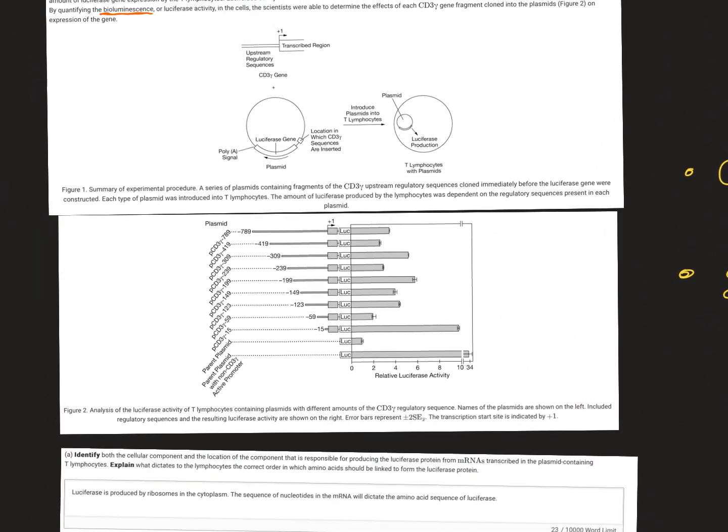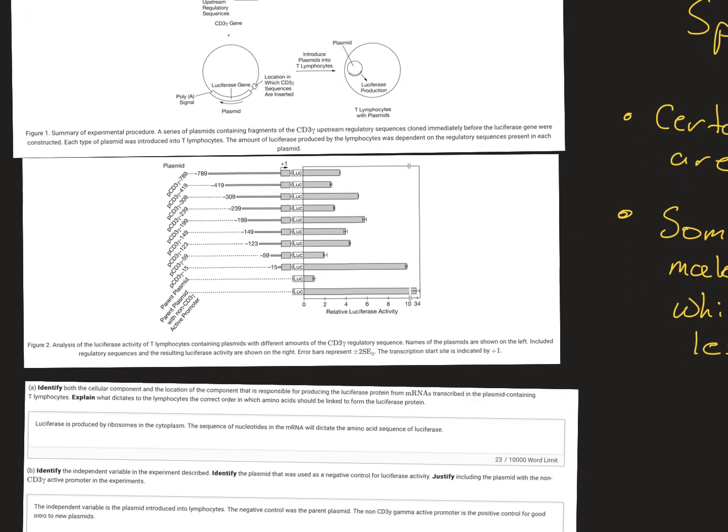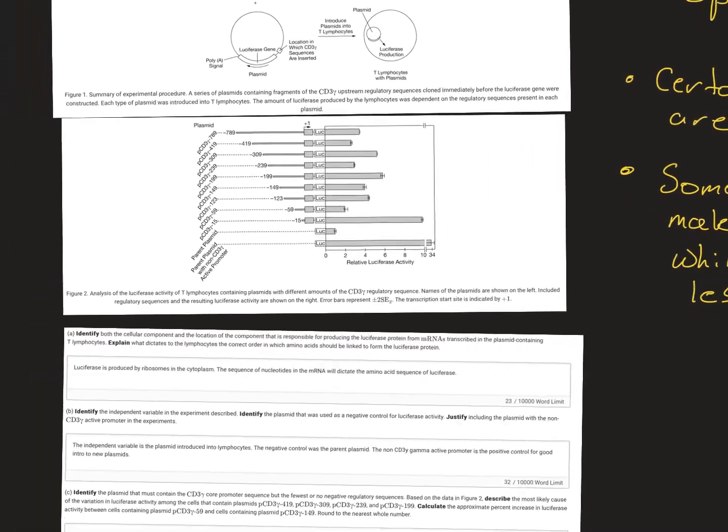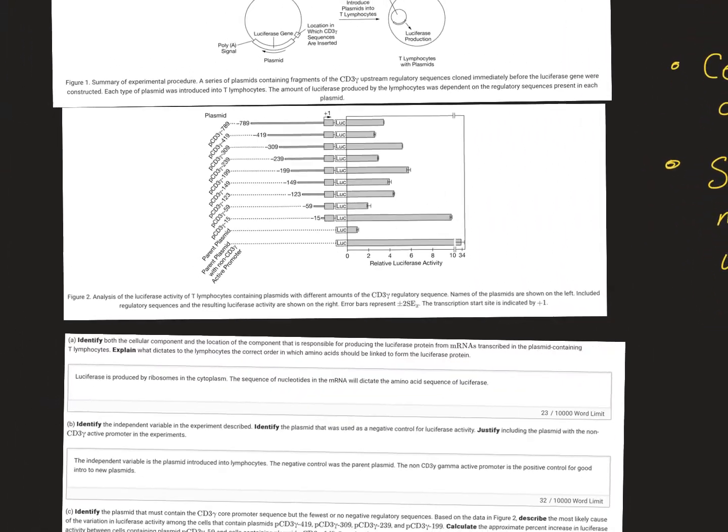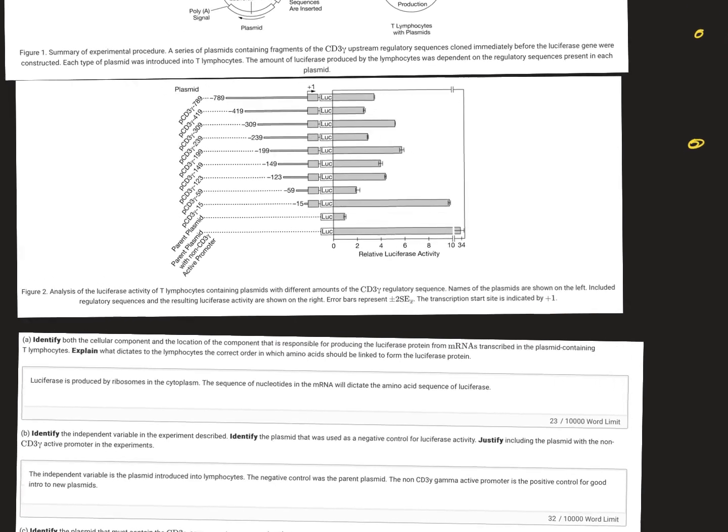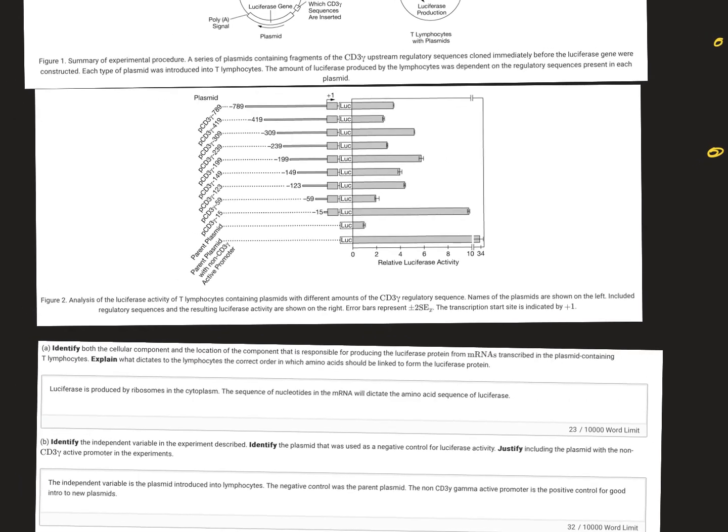All right. So that's kind of a summary. I love when they give you this kind of summary of what's going on. They put it into the plasmid, into the T lymphocytes, and then T lymphocytes with plasmids make the luciferase enzyme, which makes the cells glow in the dark. And with a light meter, you can measure how bright it is. So let's take a look at this.